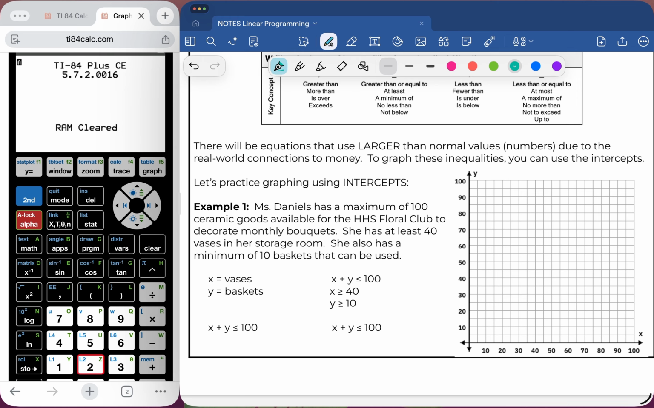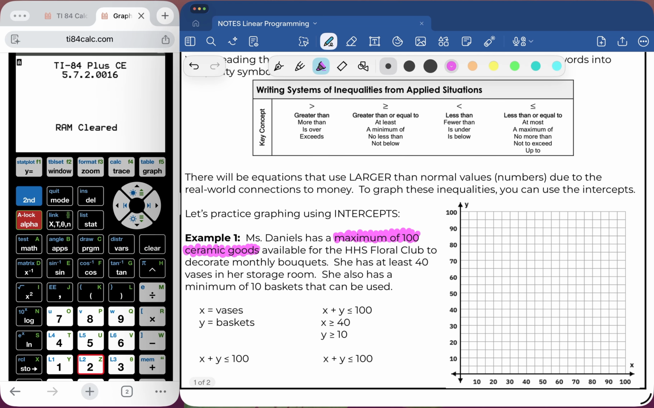We wrote 3 inequalities from the information given in that word problem. For example, when it says she has a maximum of 100 of those ceramic goods, that means together the vases and the baskets. So you can see X plus Y there to represent that together. Since it's a maximum, we can see in our list here that maximum means less than or equal to. Since you can't have more, you can only have less, but you could be equal to that 100.